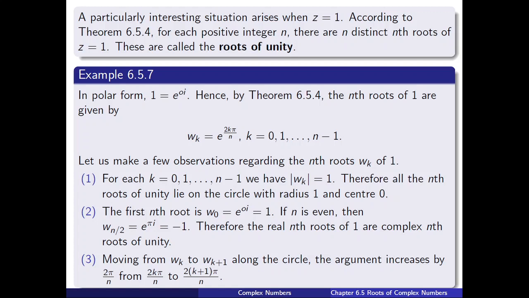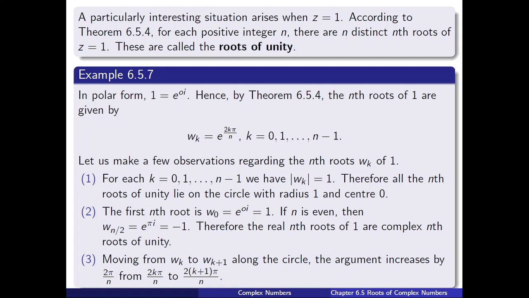A particularly interesting situation arises when z is equal to 1. According to Theorem 6.5.4, for each integer n, there are n distinct nth roots of z equal to 1. And then we call those roots of unity. So if z is equal to 1, we can find what we call the roots of unity.